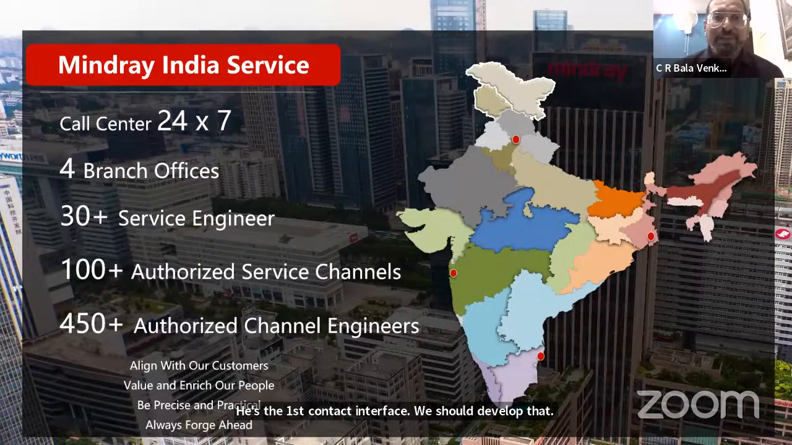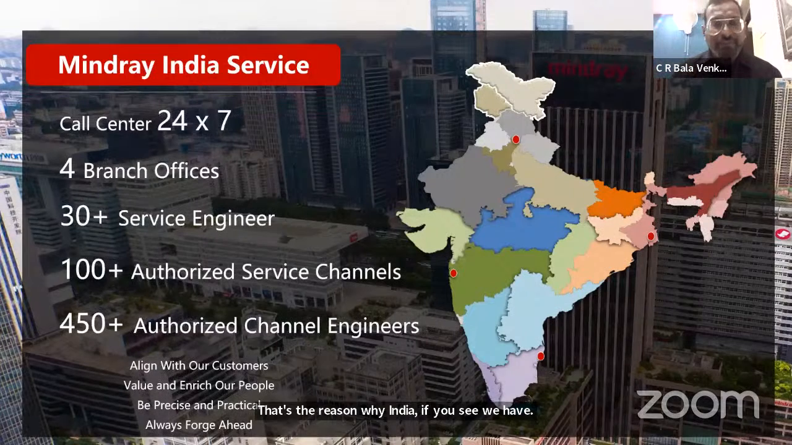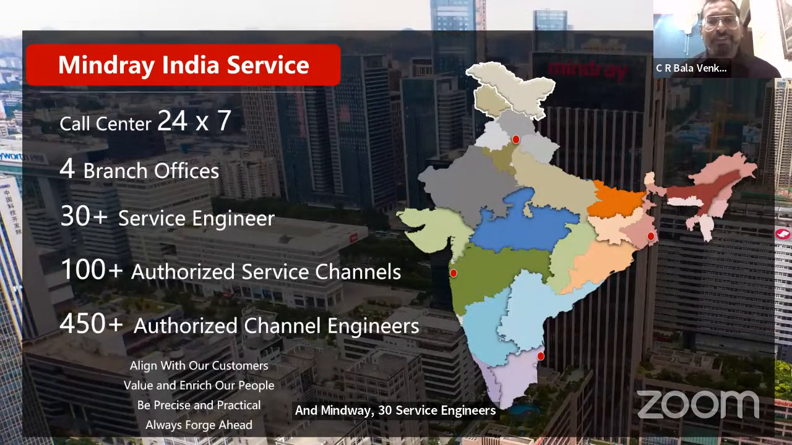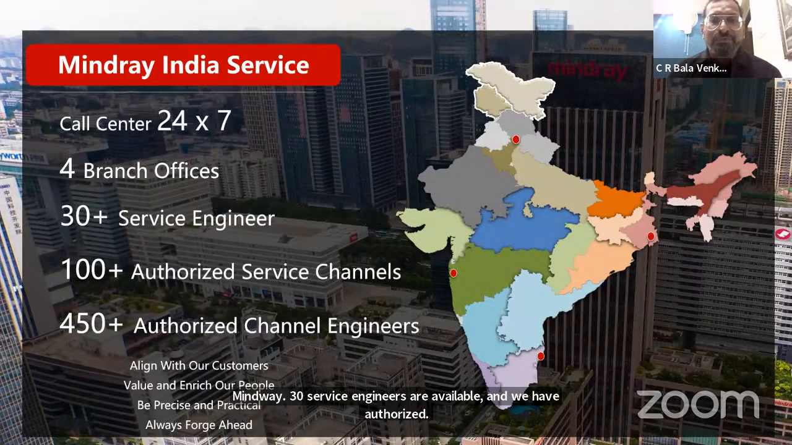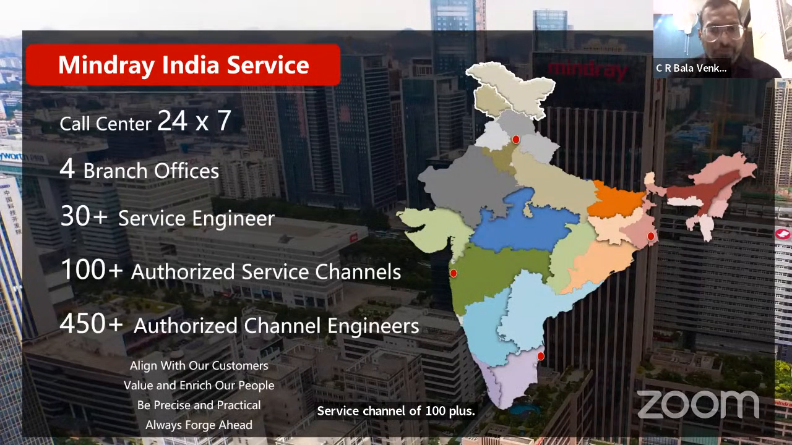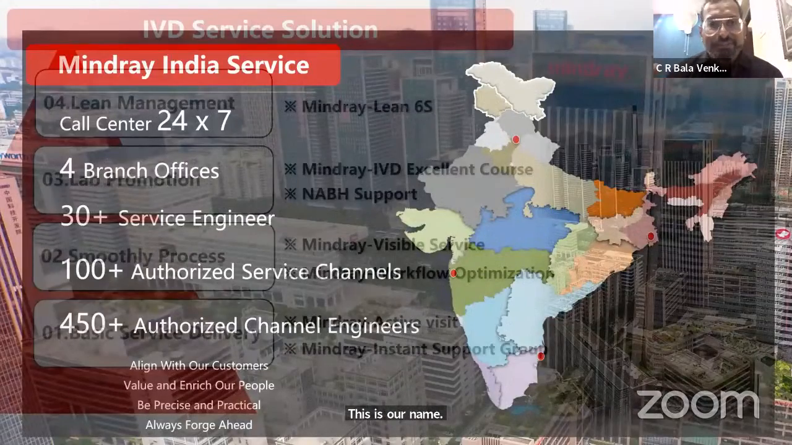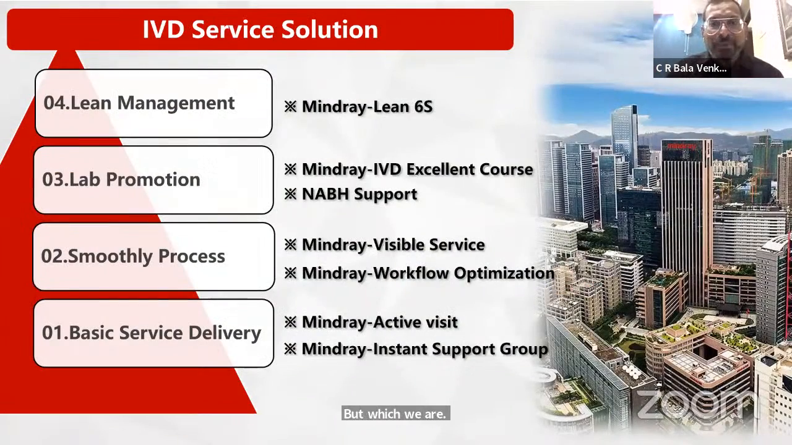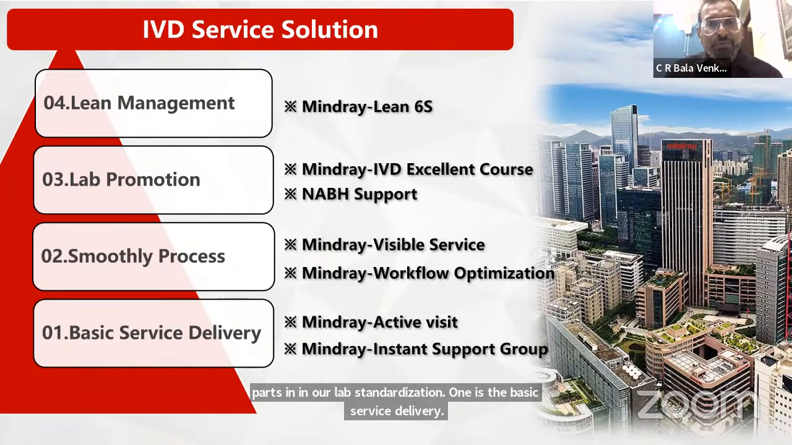So that's the reason Mindray India, if you see, we have call center services. We have 4 branches, and Mindray 30 service engineers are available, and we have an authorized service channel of 100 plus. So we have that alignment for our customers. This is our main core values, with which we have started doing well. And this is our lean management, where we can see the IVD solution. We talk about 4 parts in our lab standardization. One is the basic service delivery. Second, smooth process, lab promotion, and lean management.